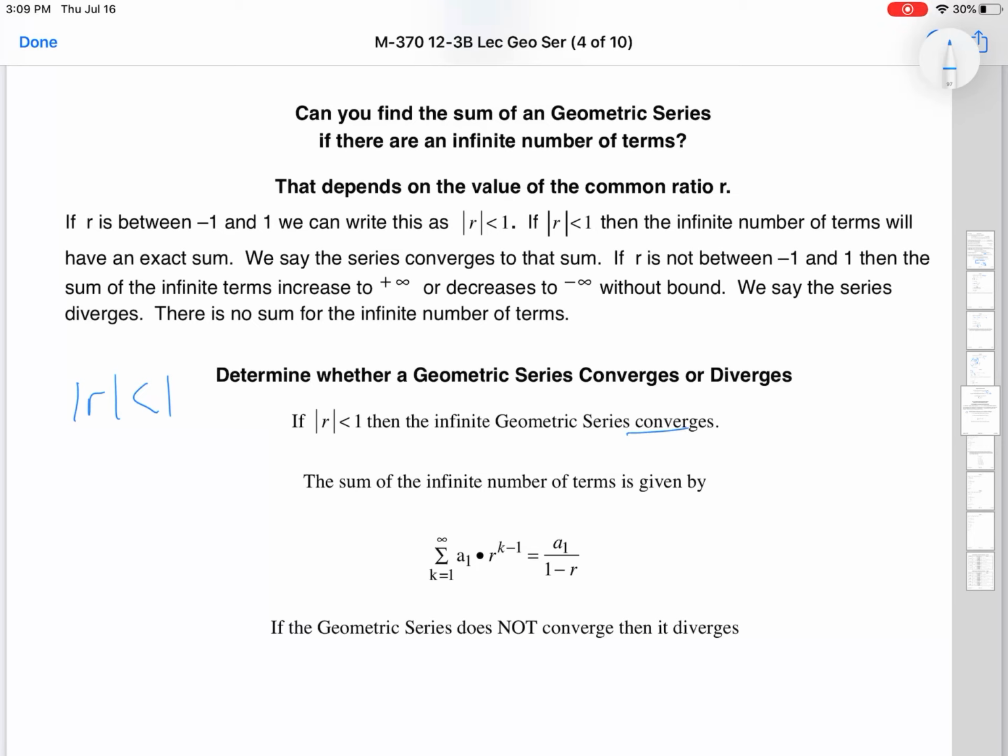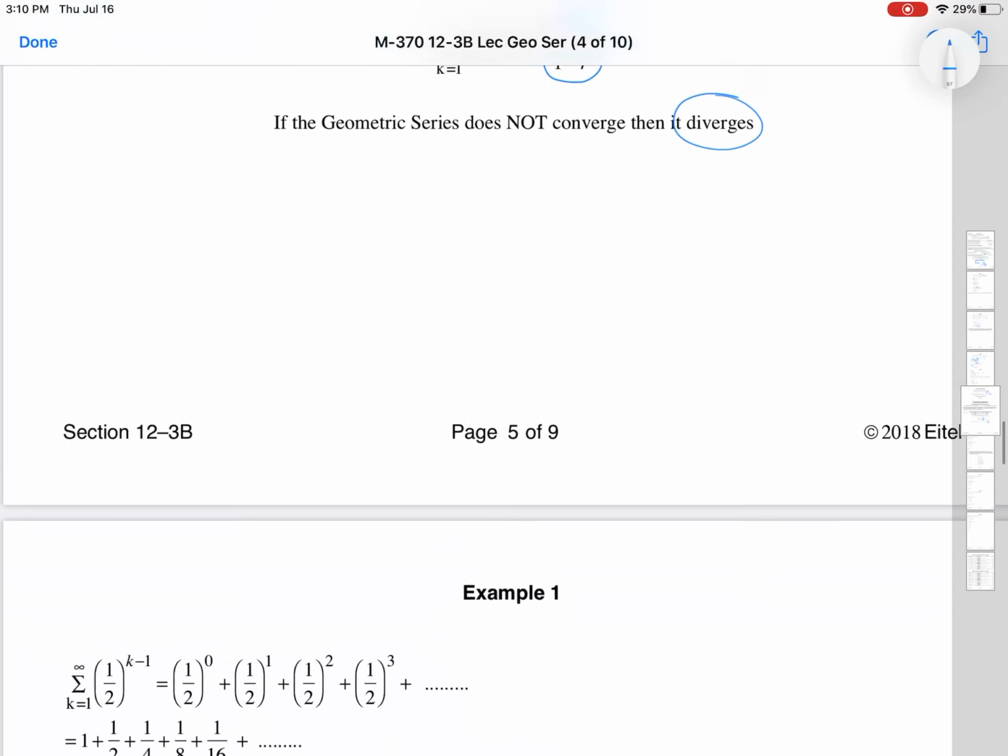And it's going to do what they say converges, right? So notice that's if r is less than 1, it's going to converge. And here's the sum of it. Very easy, actually. a1 divided by 1 minus r. If the geometric series does not converge, then we say it diverges. And divergence just means it goes off to infinity.